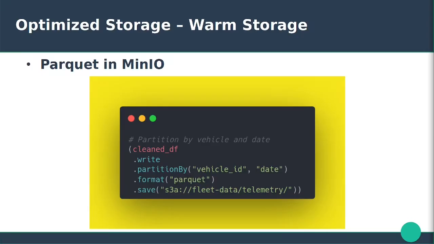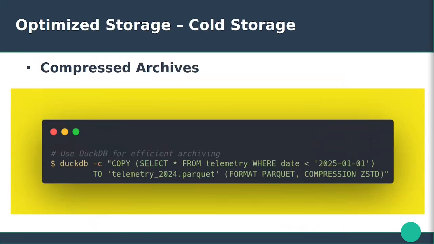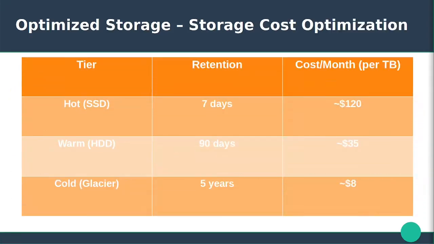And the last but certainly not the least is our compressed archives, which is our cold storage. These are stored as compressed Parquet files, which we can access using DuckDB. This is our least accessed data. Think of it almost like our backup tapes if you're a little bit more old school. And this one is also our cheapest data if you look at our chart in terms of costs.